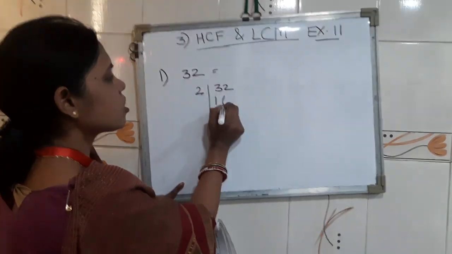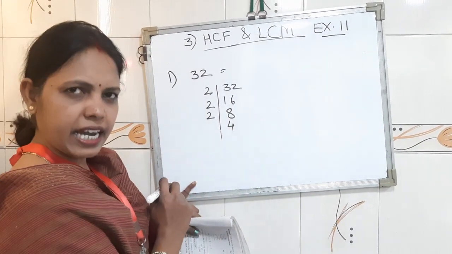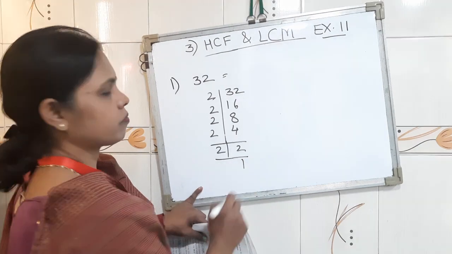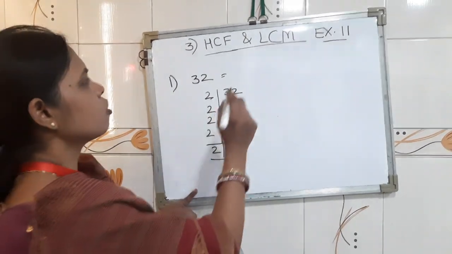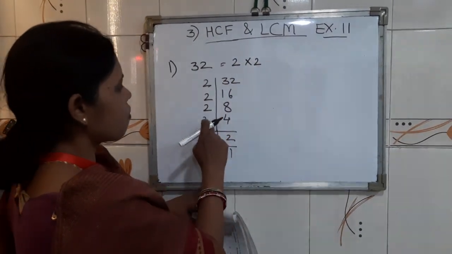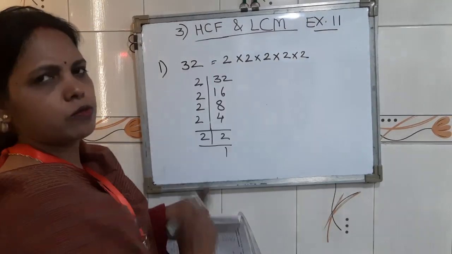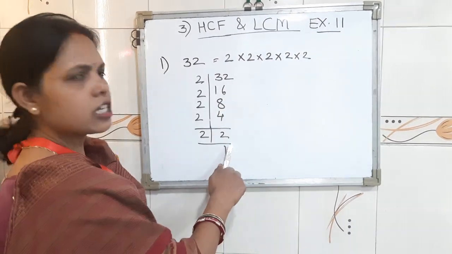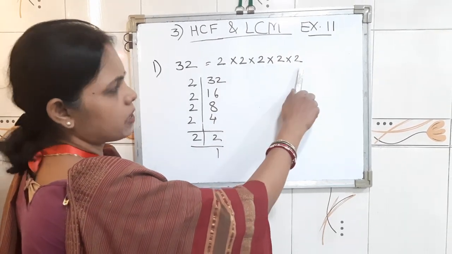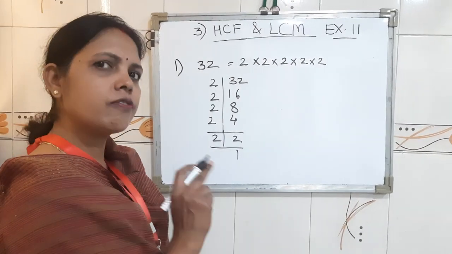2 1s are 2, 2 6s are 12, 2 8s are 16, 2 4s are 8, 2 2s are 4, and 2 1s are 2. Means the factors of 32 we will write in horizontal method. 1, 2, 3, 4, 5. We got the multiplication of 2 five times. Therefore, this method is known as vertical method, and this method in which we are writing in multiplication form is known as horizontal method, for finding the factors of 32.